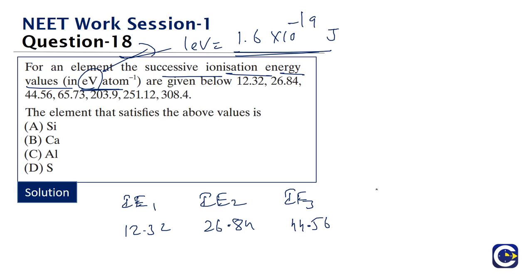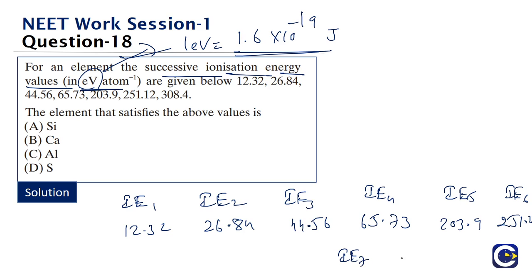44.56. Then what is IE4? What is IE4 value? 65.73. Then IE5, we can see step by step it is increasing. 203.9. IE6, what is it? 251.212. Okay, then we have IE7. What is IE7? 308.4. The element that satisfies the above values.